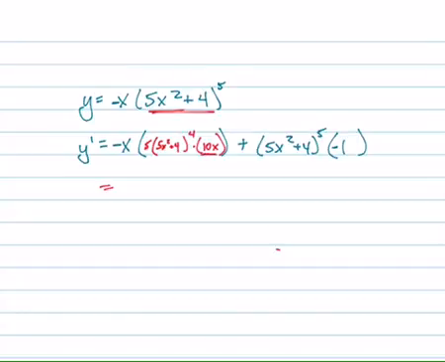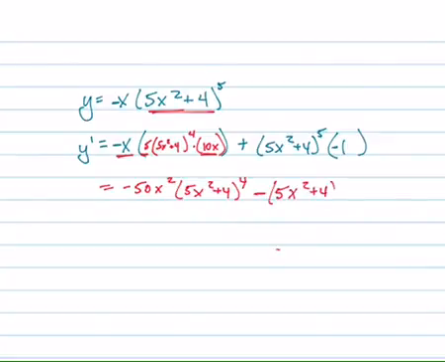So that 10x and that 5 and that -x can all be pulled out front, and that's just -50x squared times (5x squared plus 4) to the 4th. Remember, I can't distribute this in here. Can't do that because there's an exponent right there. All right, and then minus (5x squared plus 4) to the 5th.